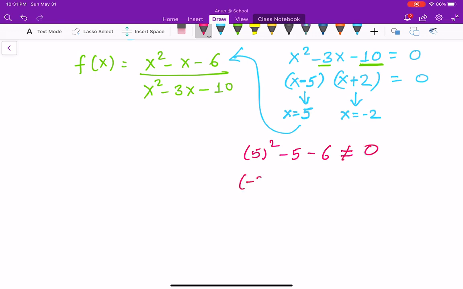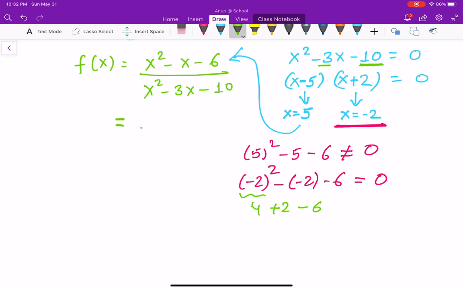But when I plug in minus 2, let's see. Square of minus 2, minus minus 2, minus 6. Square of minus 2 is 4, right? And so this is 4. Negative minus 2 will be plus 2, minus 6. Wow, so it looks like this is equal to 0. So when x equals minus 2, the numerator is 0. That means they actually have a factor in common. Well, what is that one?